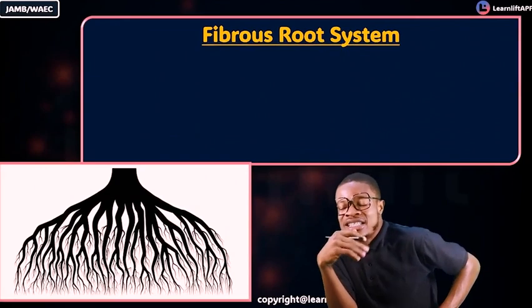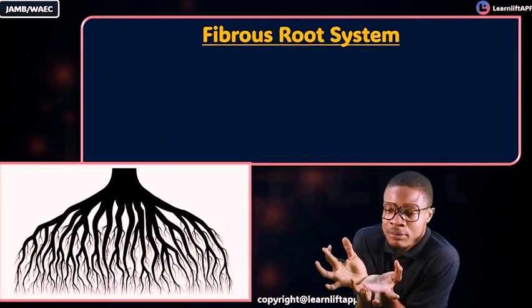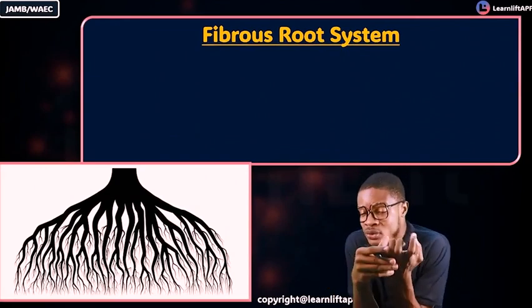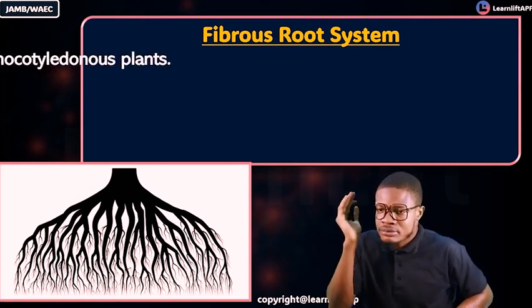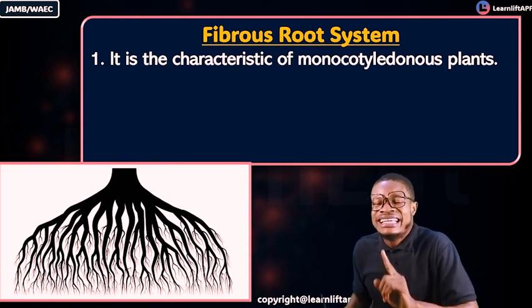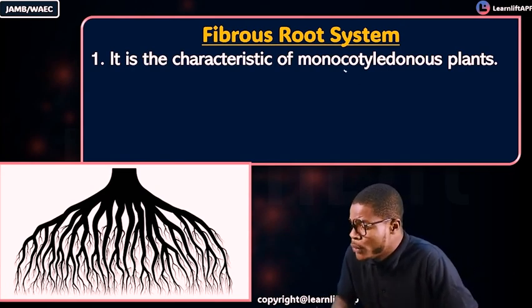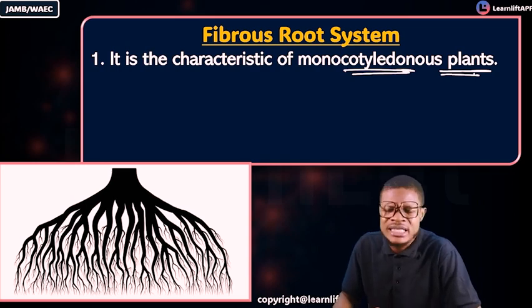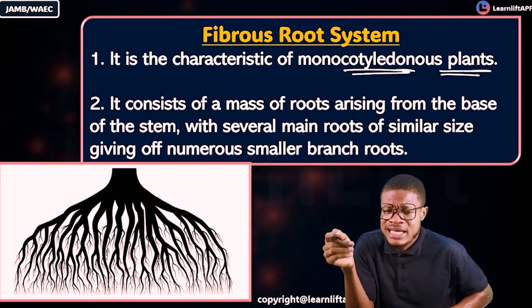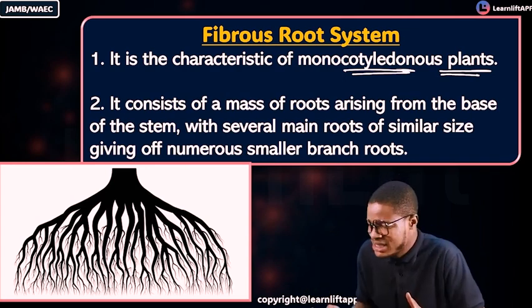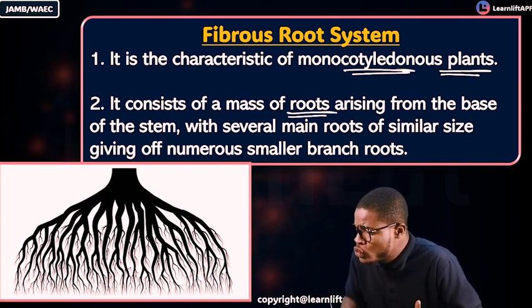Another important thing is your fibrous root system. What should we know? We have looked at the tap root system. What about your fibrous root system? Don't forget that it is the characteristic of your monocotyledonous plants. So it is in monocots that you see your fibrous root system. And I'd like you not to forget that it consists of a mass of roots.